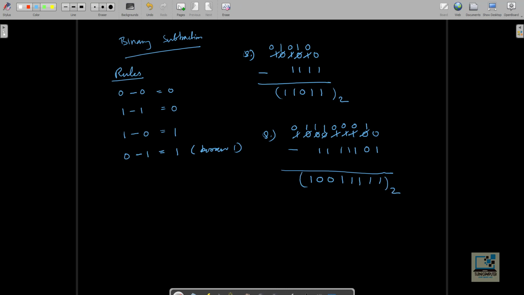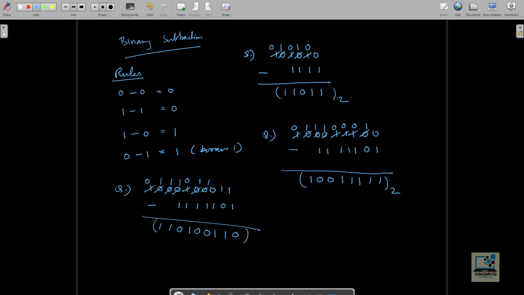Let's see one more question. 1 minus 1 is 0, 1 minus 0 is 1, 0 minus 1 we have to borrow. So borrow from the first one which is there, make all middle zeros 1. Okay, so 1 has been borrowed, then 1 minus 1 is 0, 1 minus 1 is 0, again 0 minus 1 we have to borrow. So borrow from the 1 and make all middle zeros 1. So 1 has been borrowed. Now 1 minus 1 is 0, and these two ones will directly come down because there is nothing to subtract.